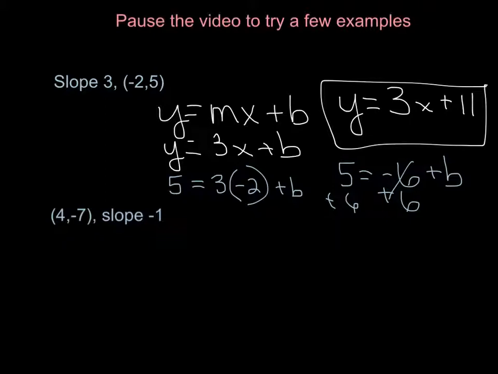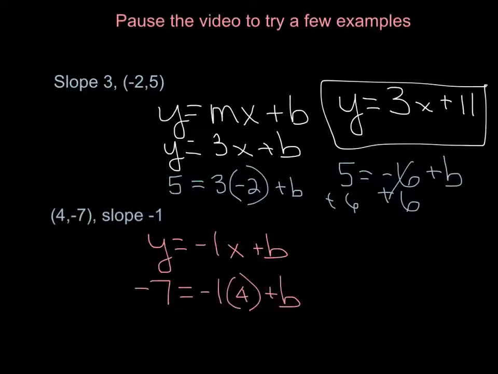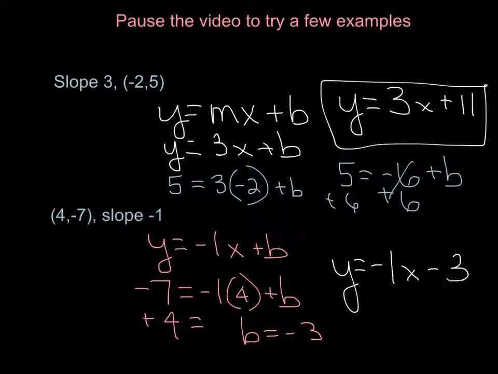For the next example, you have y equals -1x plus b. We plug in our values. And so we would add 4 to both sides, which will equal -3. So b equals -3. So our equation is y equals -1x minus 3.